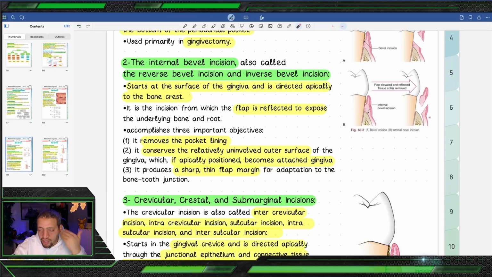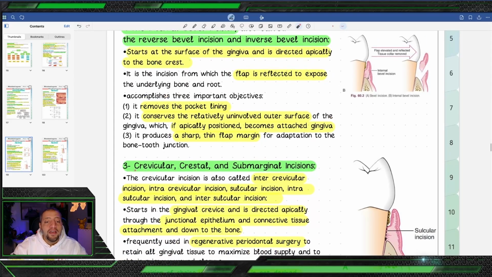And there's a different technique we're going to discuss when we apically position it to expose more bone to increase the attached gingiva area. And it produces a sharp, thin flap margin for adaptation to the bone-tooth junction. So this will also make the healing easier and faster for our patient.